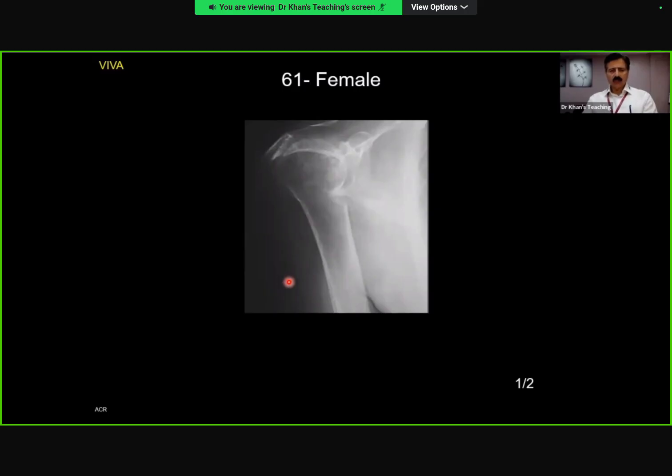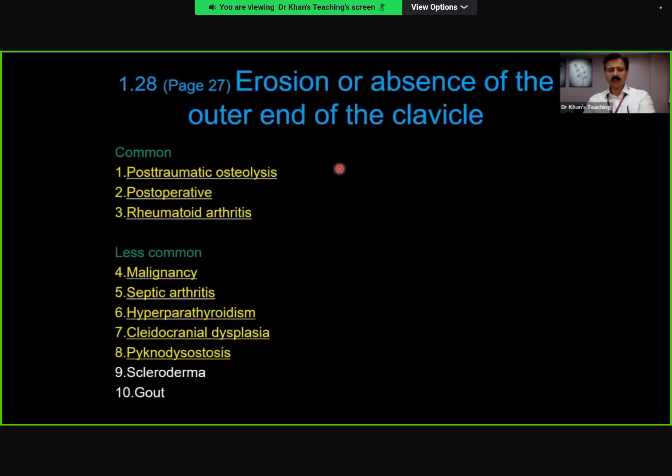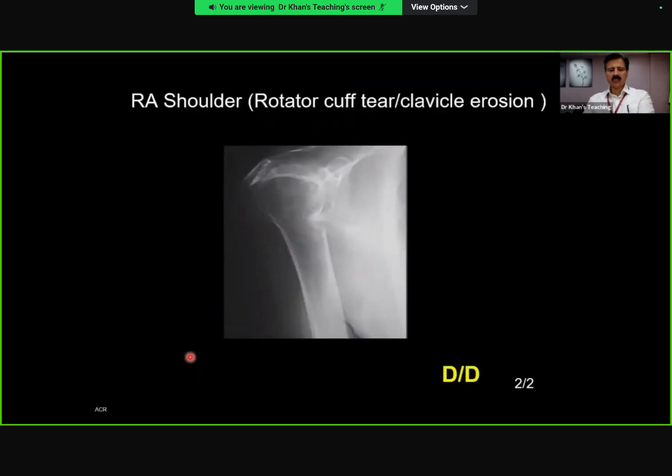Thank you. Well done. So if you see here, this is a case of advanced rheumatoid arthritis. First of all, if you go back to your differential diagnosis, erosion or absence of the outer end of the clavicle, the top 3 are post-traumatic osteolysis, post-operative, and rheumatoid. Then less common are all of these. If you remember, we have already done these in the first chapter: dysplasia, cleidocranial dysplasia and pycnodysostosis. Now, this is a case of advanced RA, rheumatoid arthritis.